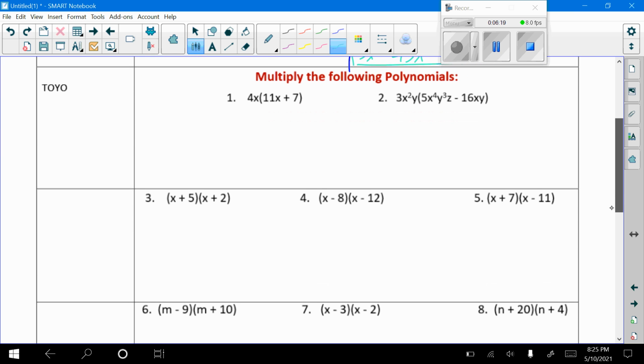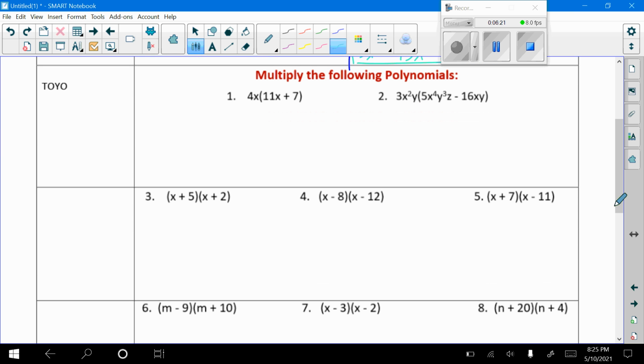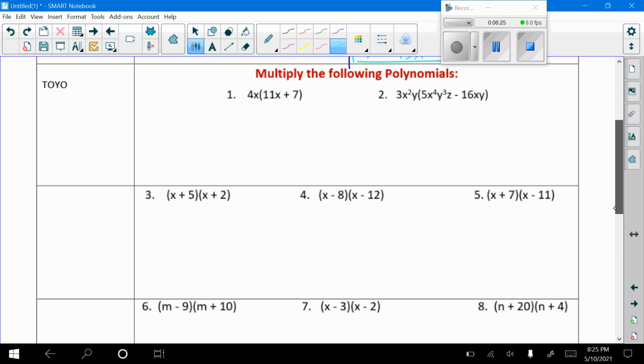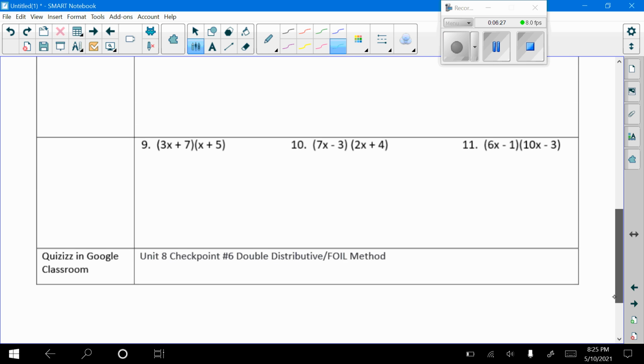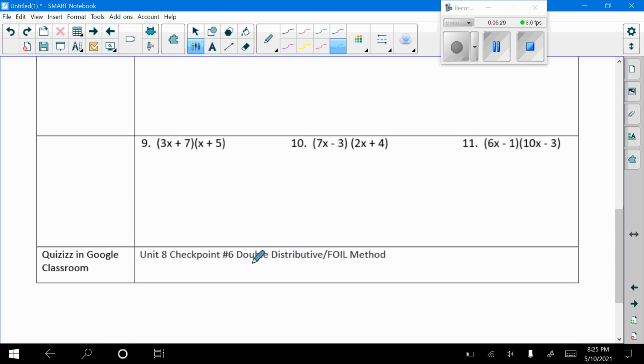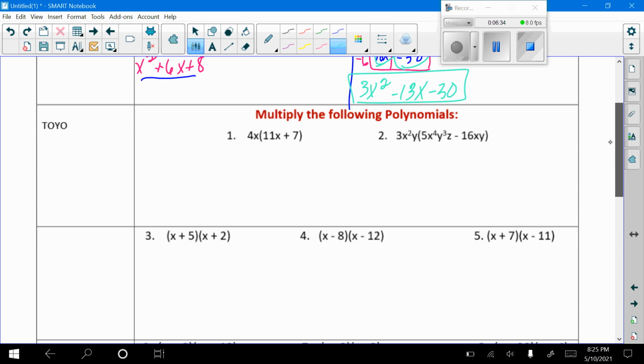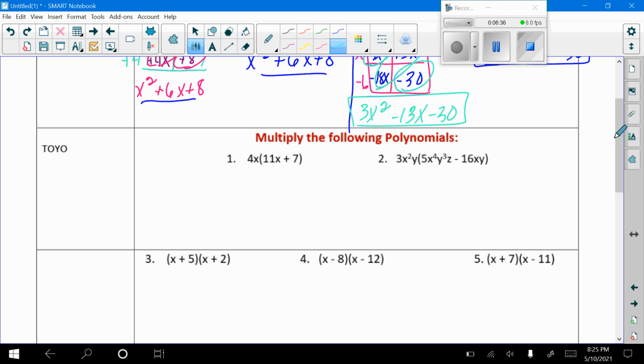All right, this is a quick review. Try these on your own. And as you try them on your own, we'll see how we do. I do have quite a few right here. I believe there's 11, and then we'll get to a checkpoint, number 6. So I would like you to go ahead and try them on your own. Pause me and come back and check your answers.